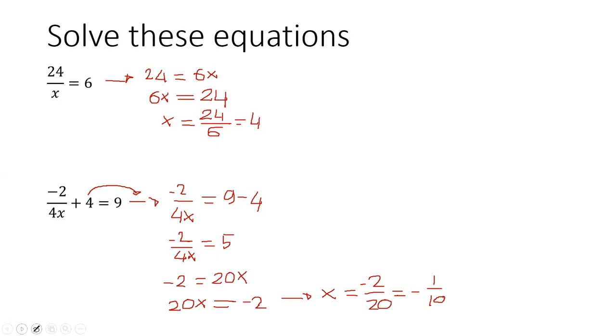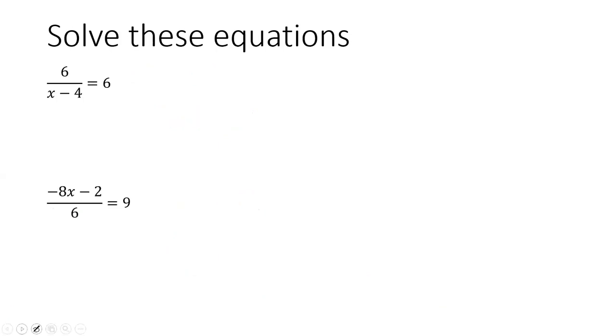Okay, next, we're gonna move to the next problem. 6 over x minus 4 equal 6. As I inform you that according to my method, this expression, x minus 4, must be multiplied with 6. So this equation's gonna be 6 equal 6 times x minus 4.